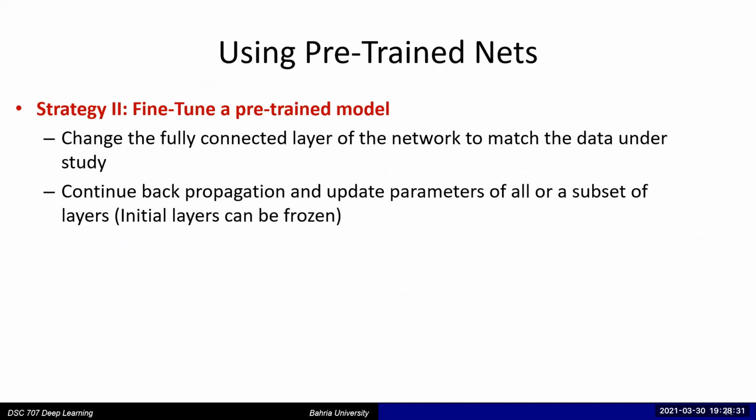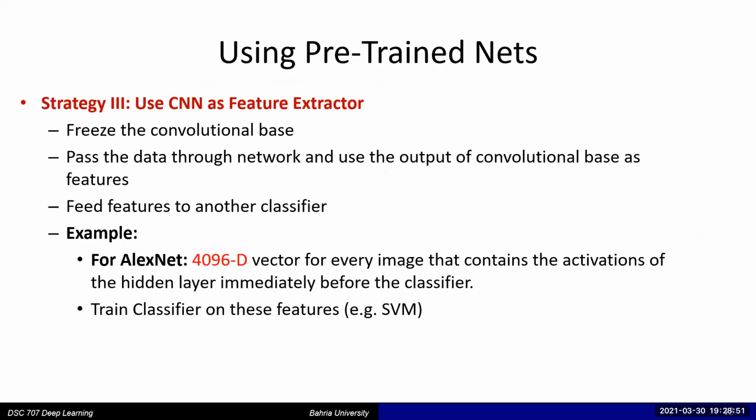As we discussed, strategy two is fine-tuning a pre-trained model, where you change the fully connected layer to match the data under study and continue back propagation, updating the parameters of all or a subset of layers. This is important, that initial layers can be frozen. It's your choice. And strategy three, as I told you, is that you simply use the convolutional base, pass your data through the network, use the output of the convolutional base as features, and then feed your features to any other classifier.